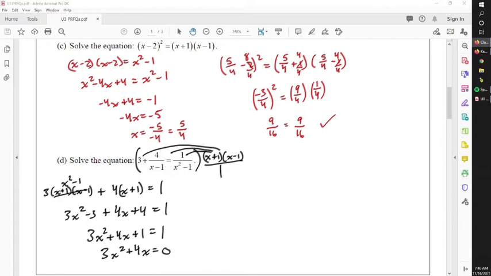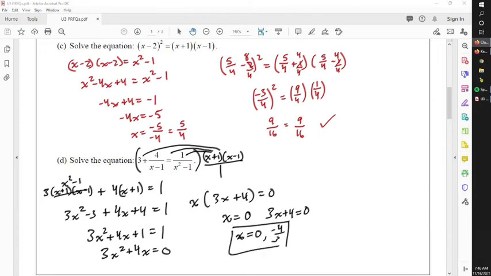Hey, this is an easy factoring because it's only a binomial. So I took an x out. I get x times 3x plus 4, and I take each of those factors and set them equal to 0. I get x equals 0 and 3x plus 4 equals 0. And then I solve. I get x equals 0 and x equals negative 4 over 3. And boo, I have to check my answers yet again. So let's check our answers. I plug in the 0 first.